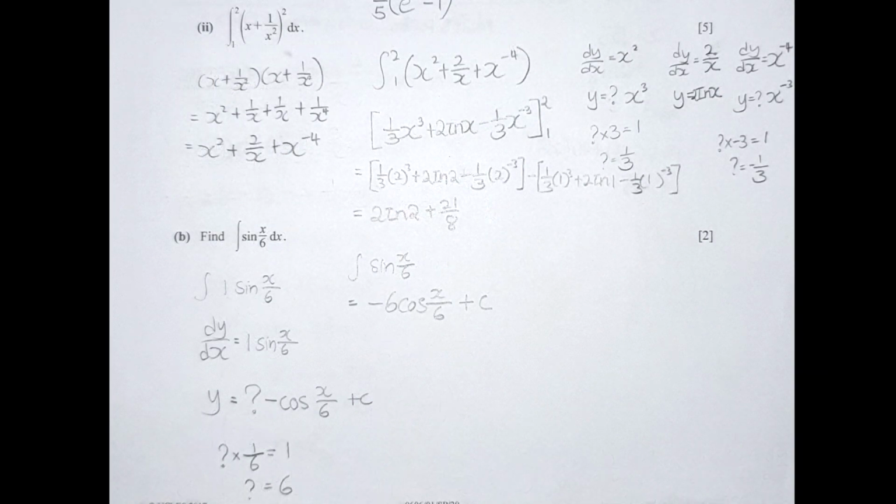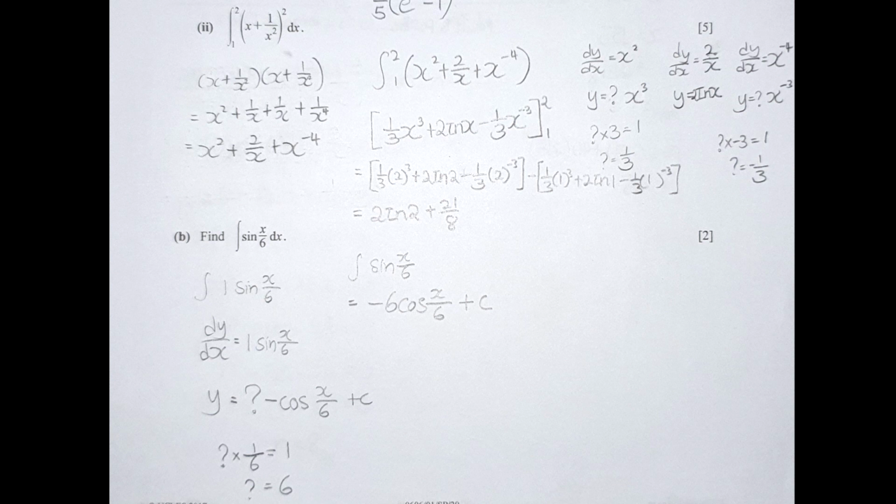As for part 2, this is slightly complicated and you're required to take note of this. Whenever you see a square, you're required to expand it first. So what we have after the rearrangement will be the integral of x squared plus 2 over x plus x to the power of negative 4. So I anti-differentiate it, or I just apply integration to it. Then you get 1 over 3 x cubed plus 2 ln x plus 1 over 3 x to the power of negative 3.